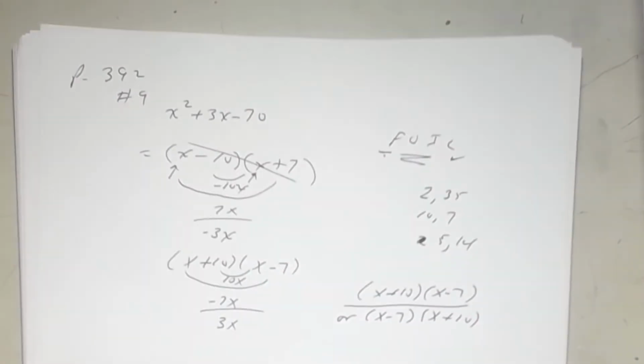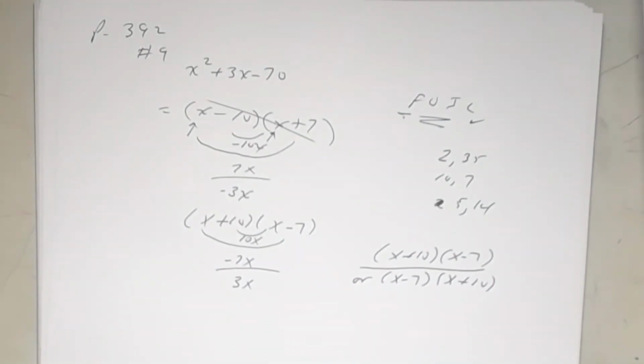All right, now let's look at number 18. You have 17 plus 18n plus n squared.